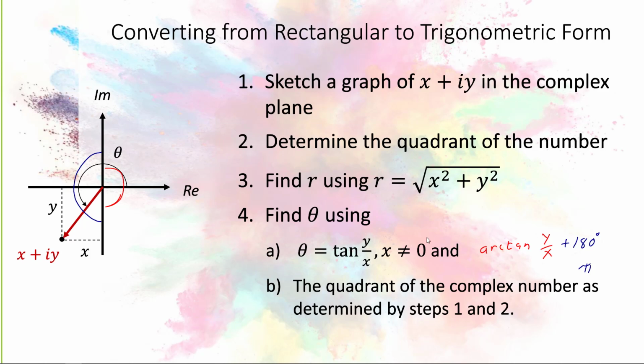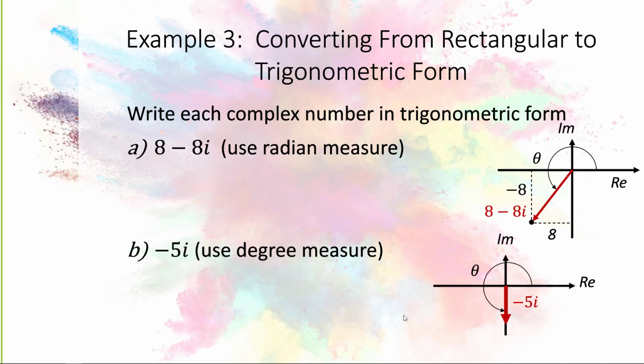And that's basically the thing that you have to be careful about. And we will demonstrate that in these two examples. And here's our first one. This should be negative 8 minus 8i. My apologies. Now, the first step is to draw a sketch, and here is our sketch. And then step number 2 is to determine which quadrant we're in. Well, if this is negative 8, which it should be, minus 8i, we are in quadrant 3.